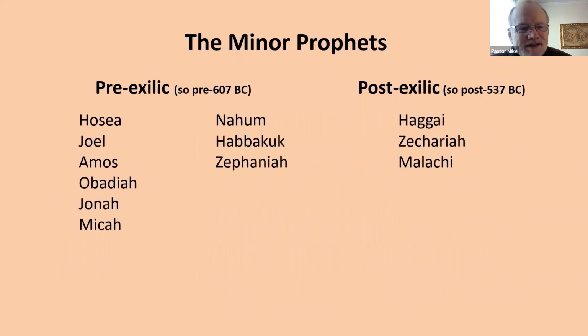So now we come to the minor prophets. And again, just like with the history, you had pre-exilic books and post-exilic books. Well, here you've got pre-exilic minor prophets and post-exilic minor prophets. So of these minor prophets that ministered and prophesied before the exile, so that's before 607 BC, you've got Hosea, Joel, Amos, Obadiah, Jonah, Micah, Nahum, Habakkuk, Zephaniah. And the post-exilic minor prophets, so these were men that preached and ministered after 537 BC, when the Israelites had come back to the land, you've got men like Haggai, Zechariah, Malachi.